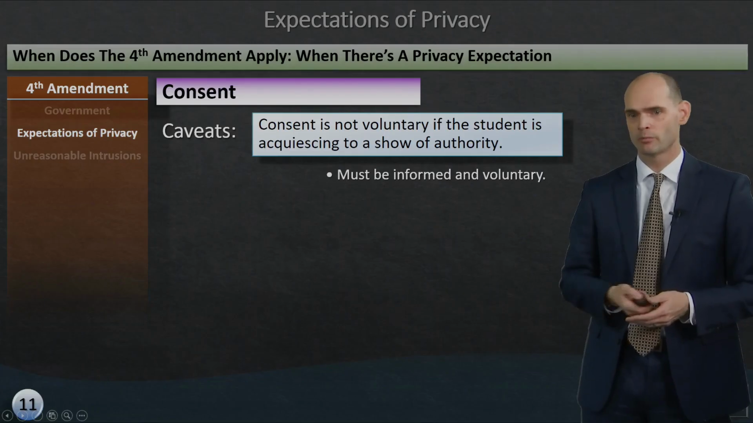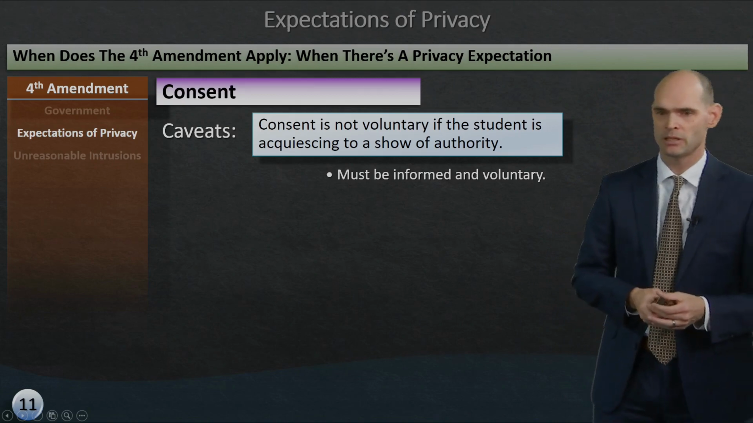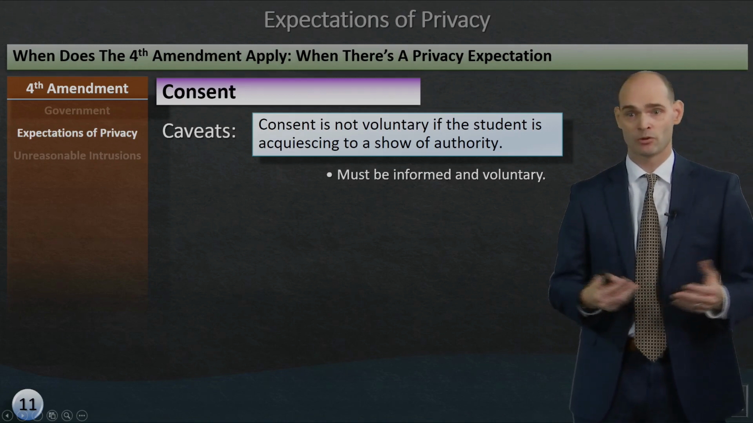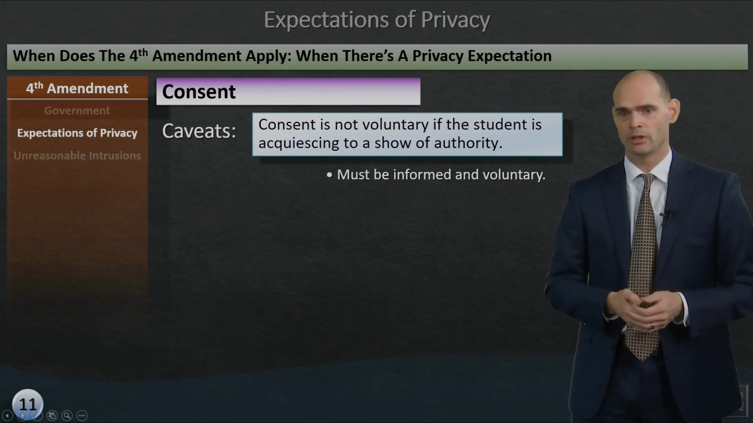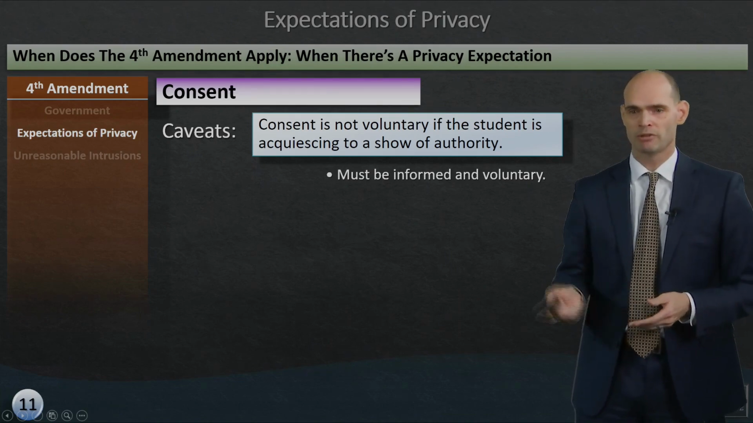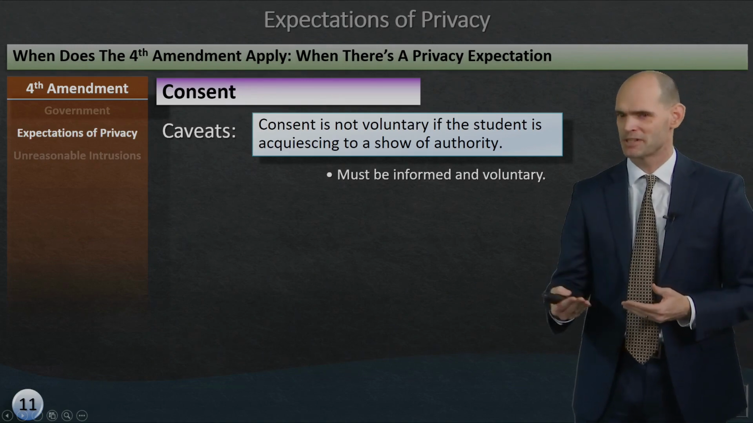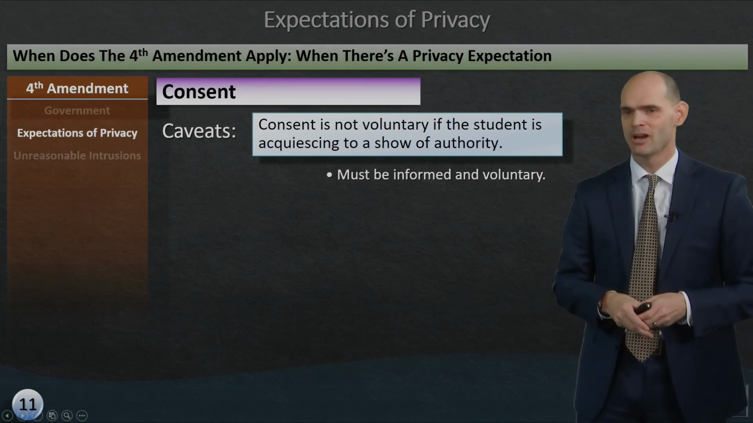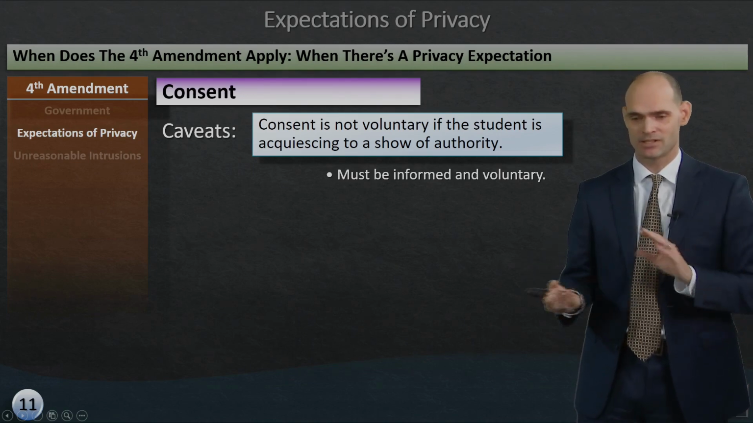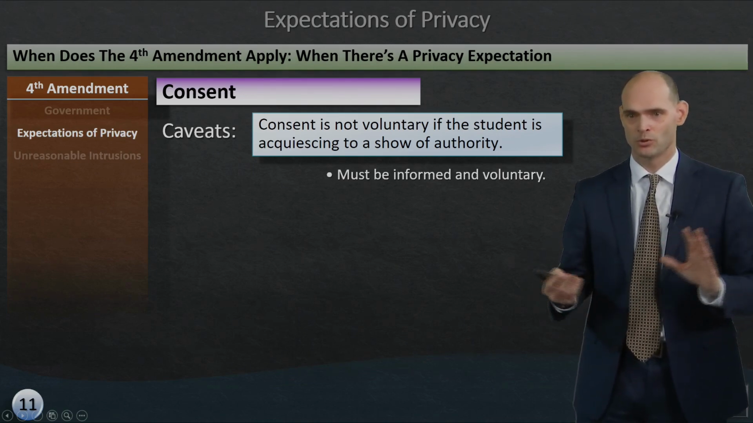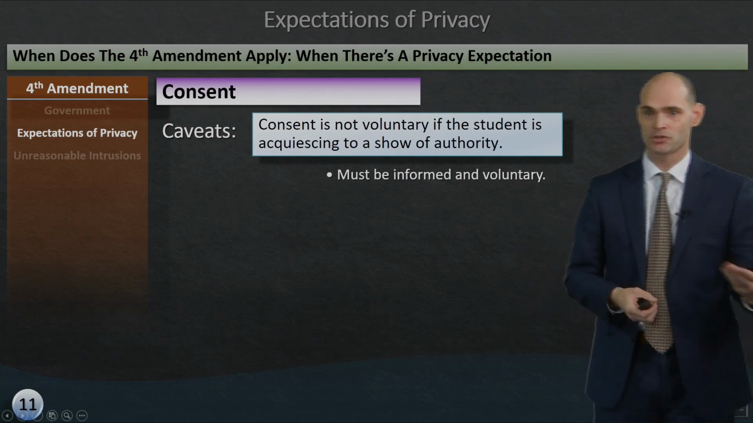So it's got to be informed and voluntary. The informed part, I don't want there to be a mistake there. It doesn't mean that you have to tell the student that they have the right not to consent. You definitely don't have to tell them that, and I wouldn't advise doing that. But what informed means is that the student has to understand exactly what they're consenting to. Right? They have to understand the scope of the consent, and to the extent that an administrator or a law enforcement officer goes outside of that, then the search is going to be suppressed.